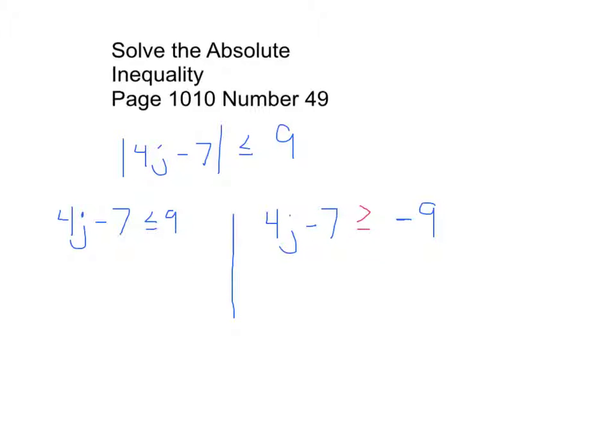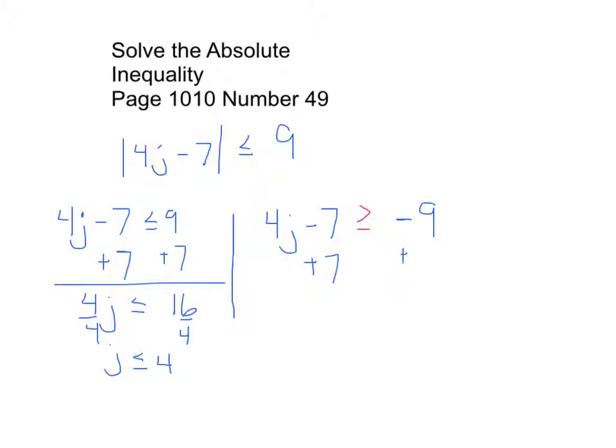Okay, now I can solve like usual. So I'm going to add 7 to both sides. 4j is less than or equal to 16, divided by 4. j is less than or equal to 4. Now come over here. 4j is greater than or equal to negative 2, divided by 4. j is greater than or equal to negative 1/2.